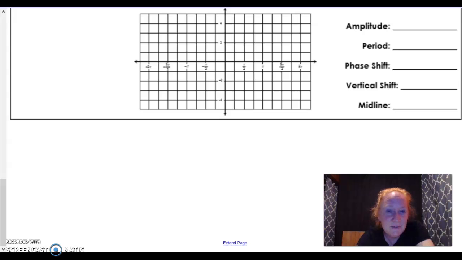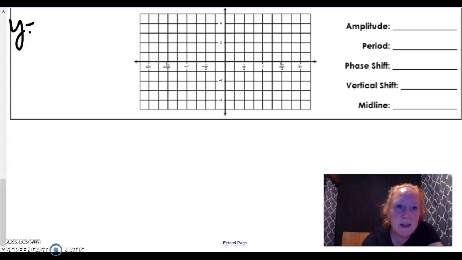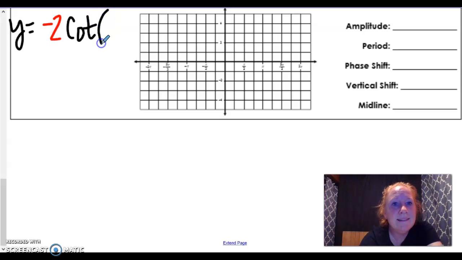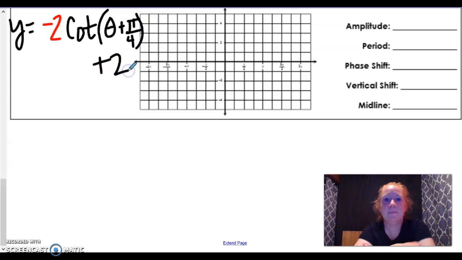All right, so we're gonna do, let's do a cotangent now. And I'm gonna mess it all up. So I'm gonna say y equals negative 2 cotangent of theta plus pi over 4, plus 2. Okay, so I've got all sorts of things happening here.